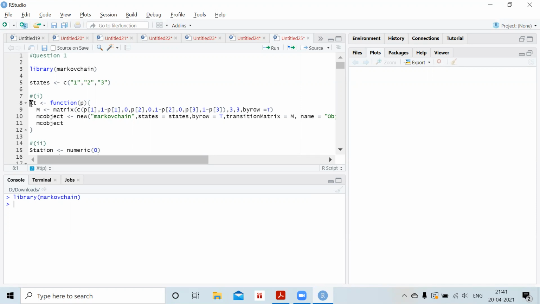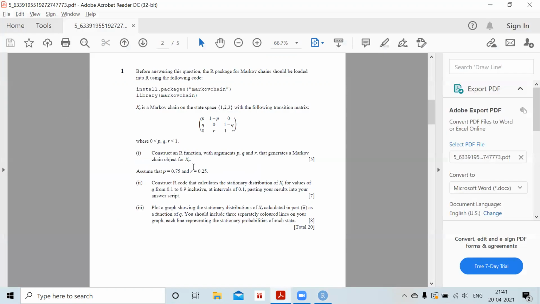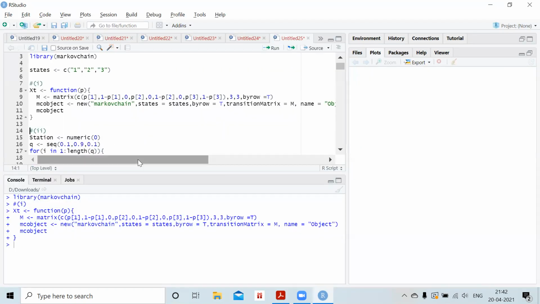So this is the function which you create in R, and now for any values of P, Q, R it will give you a transition matrix, a Markov chain object. This function is created and they have not asked you to run anything. But if you want, you can try any 3 values inside P to check whether the function is working or not.